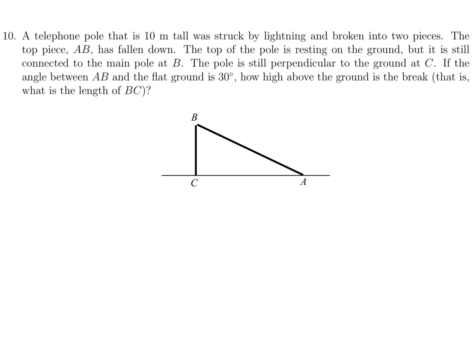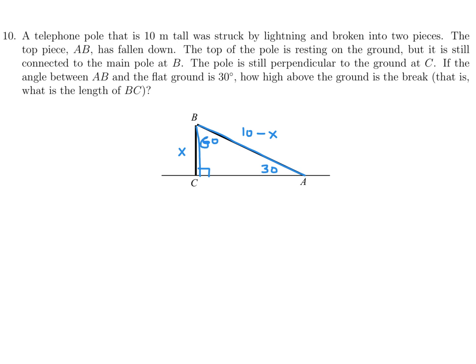Okay, so the pole is 10 meters tall, so that means that this distance and that distance equals 10. So I'll just call that x, and then this will be 10 minus x. And they're saying that's a right angle. And they're saying this is 30 degrees. Okay, so then that means this is 60 degrees.